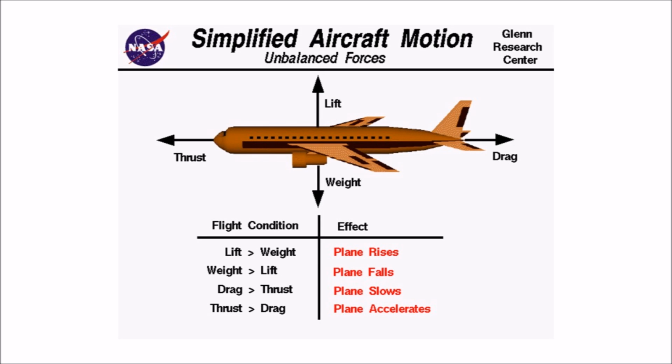When the four forces are balanced, in other words, in equilibrium, the airplane is in level flight. If any force is stronger than the other forces, there will be a change in the motion of the aircraft. When lift is greater than weight, the aircraft will climb. When lift is less than weight, the aircraft will descend.